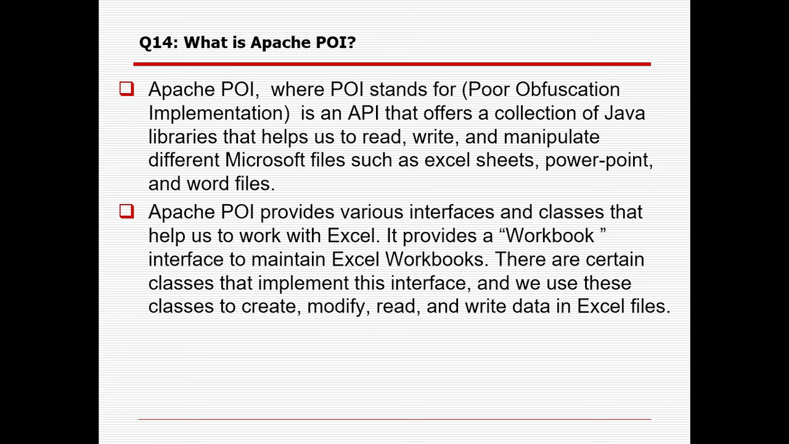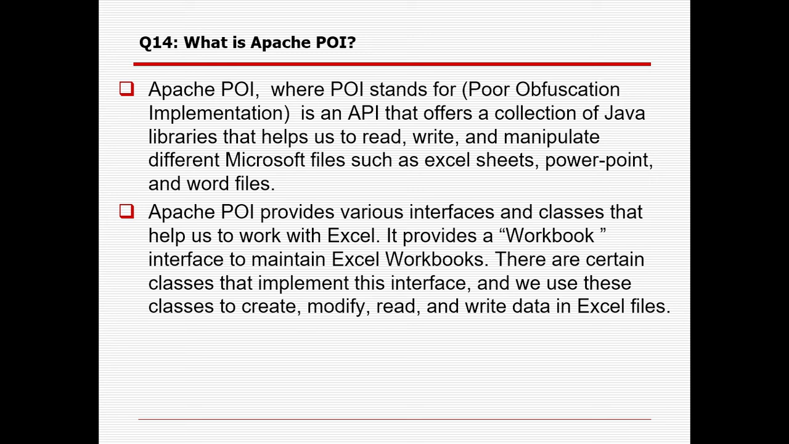What is Apache POI? Okay, so Apache POI, where POI stands for Poor Obfuscation Implementation, is an API that offers a collection of Java libraries that help us to read, write, and manipulate different Microsoft files such as Excel sheets, PowerPoint, and Word files. Apache POI provides various interfaces and classes that help us to work with Excel. It provides a workbook interface to maintain an Excel workbook. There are certain classes that implement this interface, and we use those classes to create, modify, read, and write the Excel file.